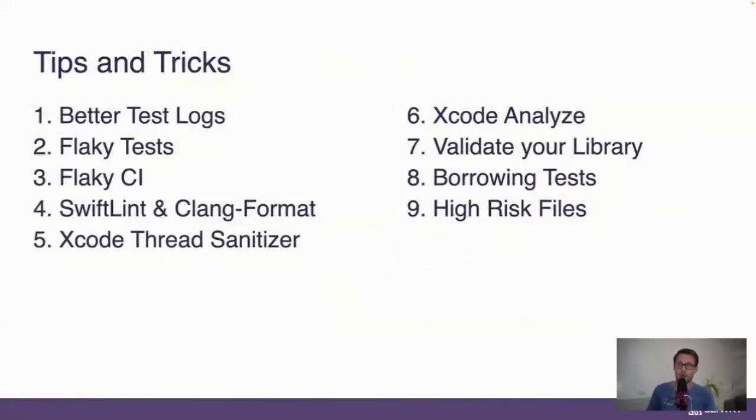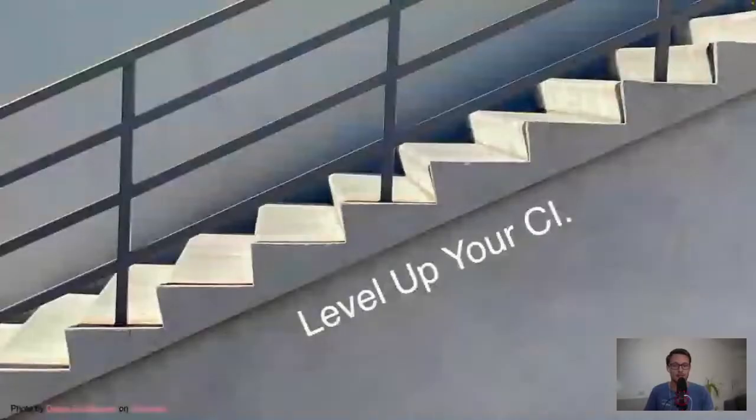Just a short overview of what I'm going to cover in this session. We're going to have a look at test logs, flaky tests, how to deal with flaky CI, SwiftLint, clang-format, Xcode Thread Sanitizer, Xcode Analyze, how you can validate that your library is compiling properly, a little bit of a weird technique called borrowing tests from other repositories, and in the end, high-risk files. So you will see what all this means in a couple of minutes. So without any further ado, it's time to level up your CI.